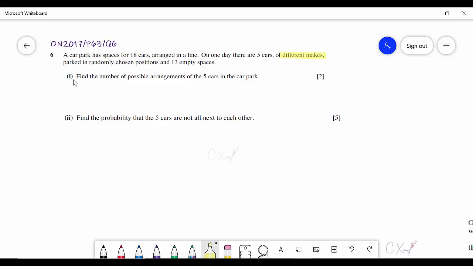So the first part of the question: find the number of possible arrangements of the 5 cars in the car park. Again, highlight the word arrangement, which tells you that you have to use nPr or factorial to solve the question. You have 5 cars to arrange into 18 spaces, so the answer can be very straightforward. It will be 18P5, and you'll get the answer 1028160.